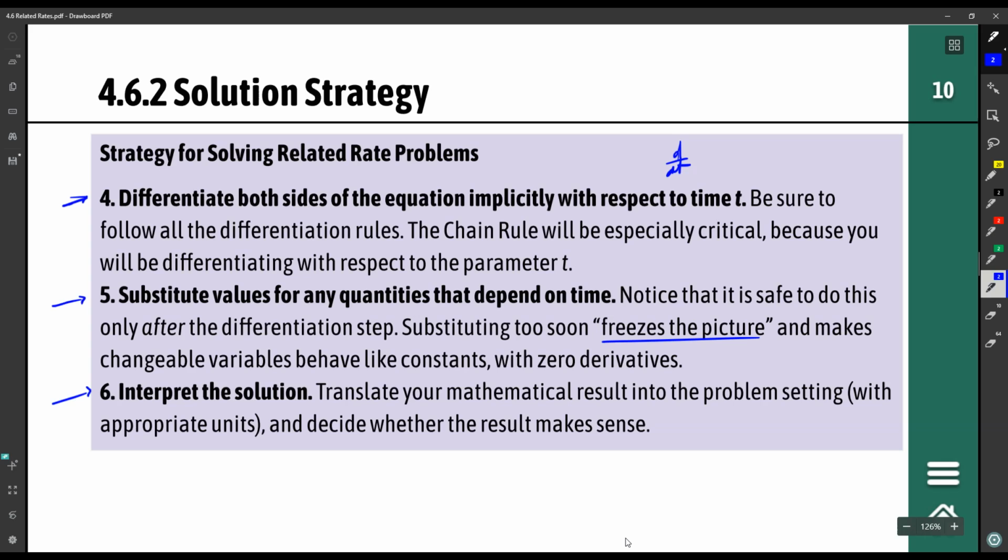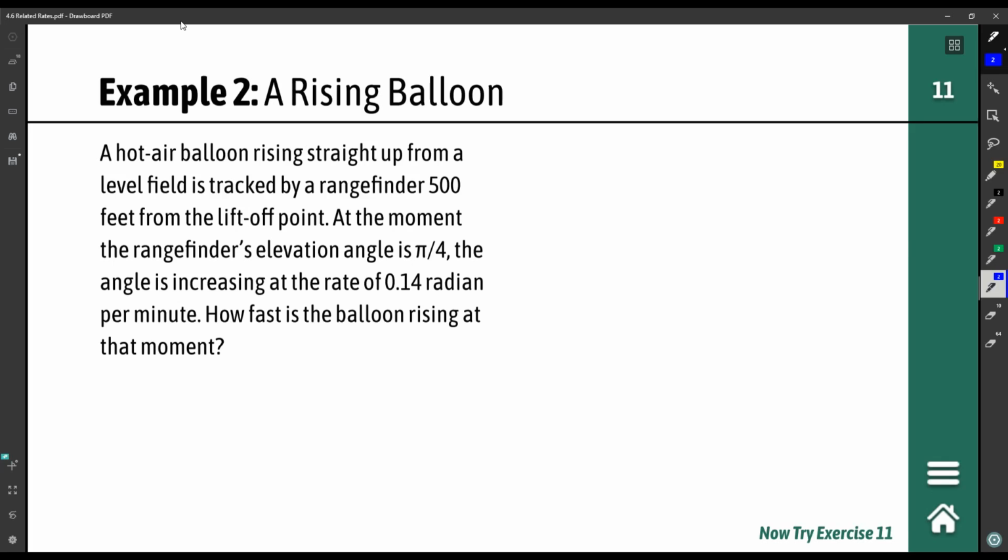In other words, label your answer. What have you found? If you found a rate, then you need to label it like a rate. Is it feet per second? Is it cubic inches per minute? What have you found? So that takes us to example two.